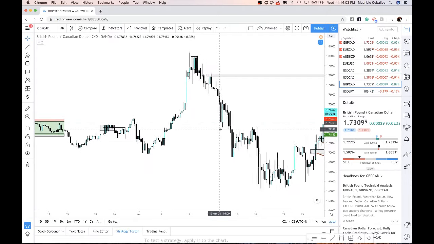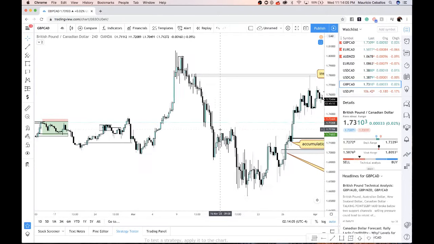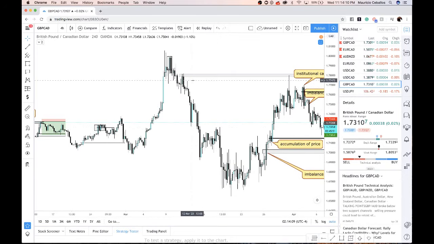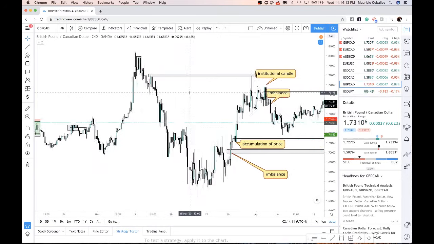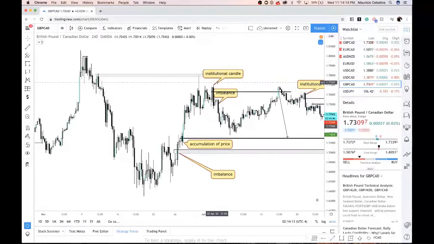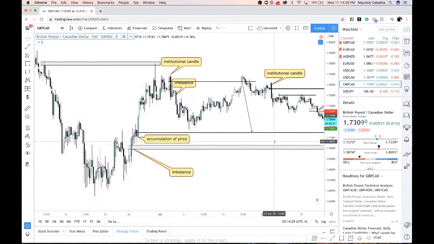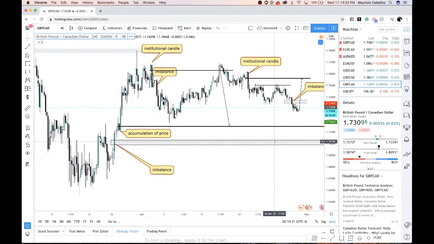Because understand, give a man a fish and he'll eat for a day. Teach a man how to fish and he'll eat for a lifetime. So when it comes to these areas, we have institutional candles, imbalance, and accumulation zones. Those are the points of interest that I look at. How to validate them is going to be very different. That's going to be a different session, which I recommend you guys jump on. So with that said, that's the whole point of interest topic that we were going over today.